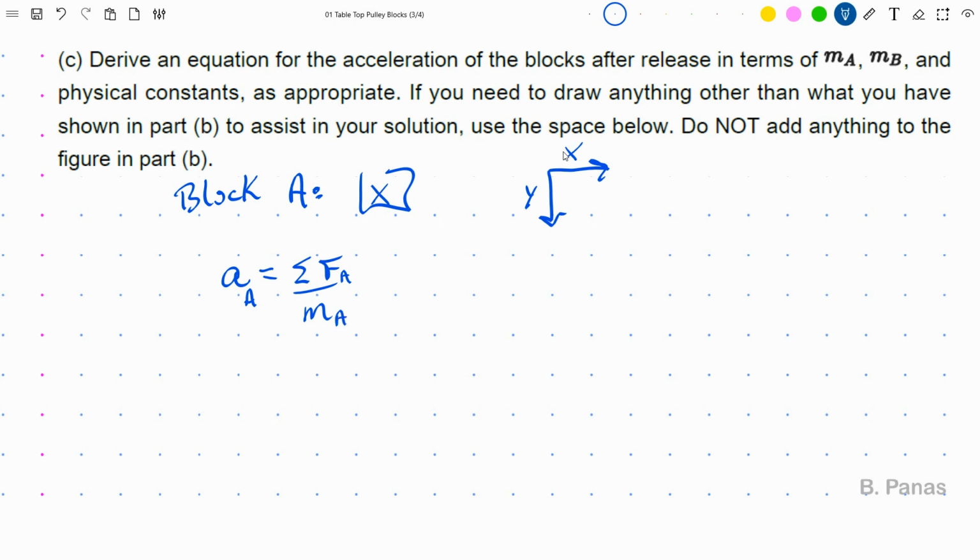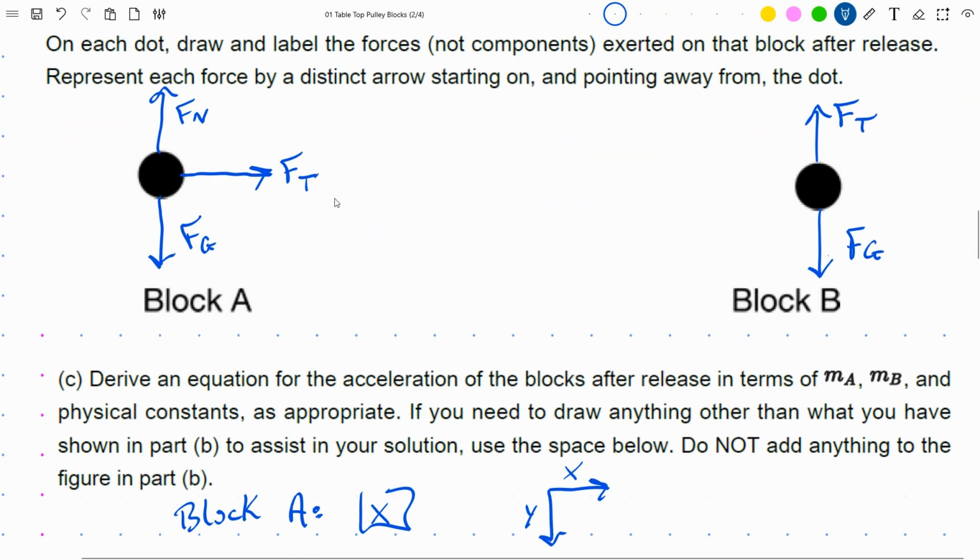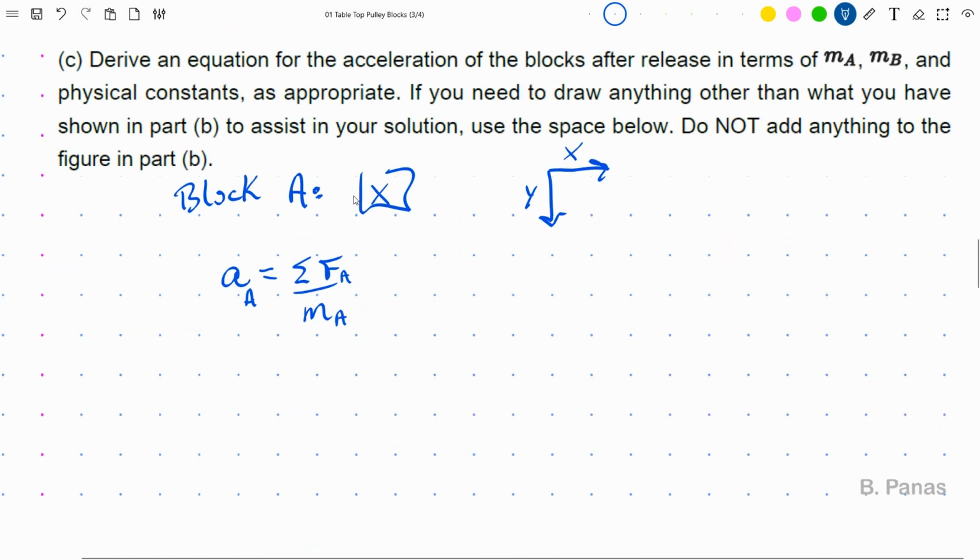The net force is the tension force. It's the only force that's pulling block A to the right, and I can see that from my force diagram. So horizontally, it's the one and only force. So I'm just going to say that the acceleration of block A is therefore equal to the force of tension divided by the mass of A. Great.